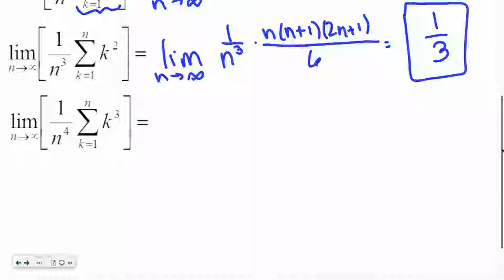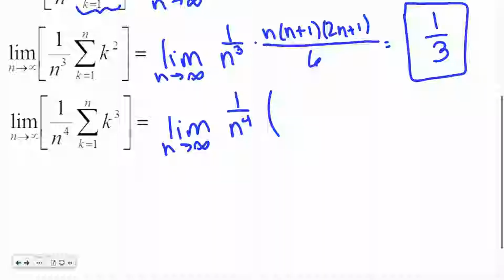This is why I had you remember the shortcuts and not use them in your calculator, or do summations in your calculator. Because in Riemann sums, we have to do everything in terms of n. You have to know the shortcuts. Your calculator's not going to help you. Okay? So in this case, we have the limit as n approaches infinity of 1 over n to the 4th.